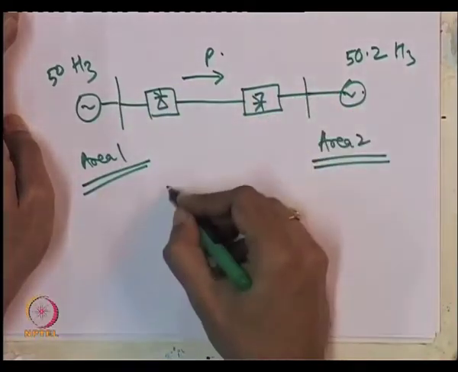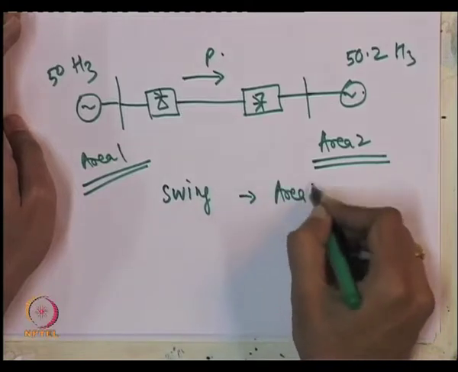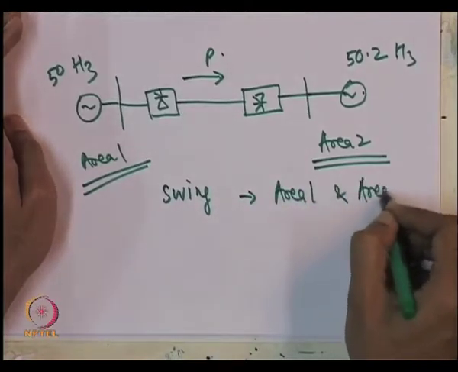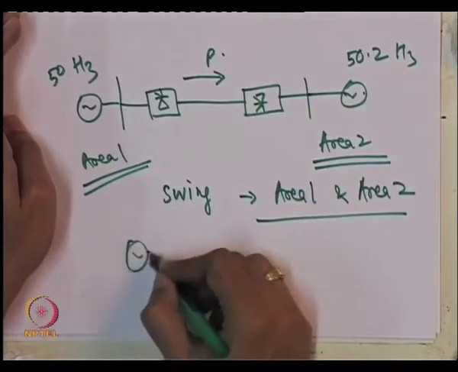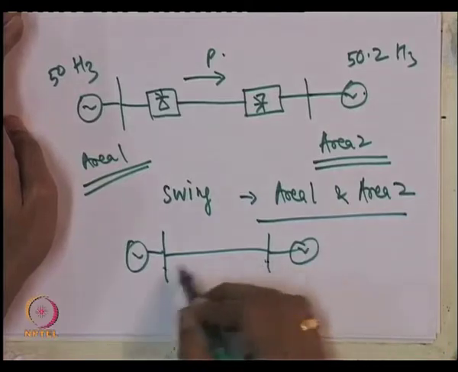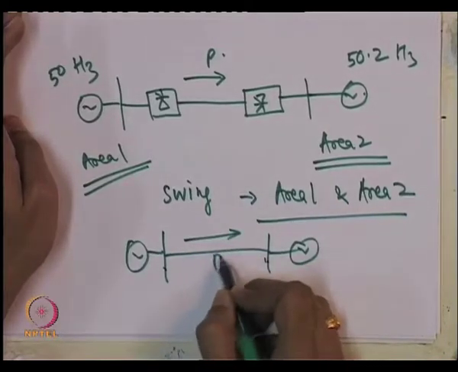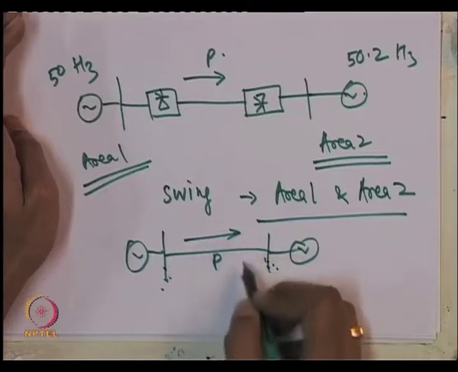Okay. So, swing phenomena between area 1 and area 2 does not occur in the same sense as in a synchronous system. In a synchronous system, the relative angles between these 2 points are related to the power flow. So, if angular differences are oscillating, then power flow also will oscillate.